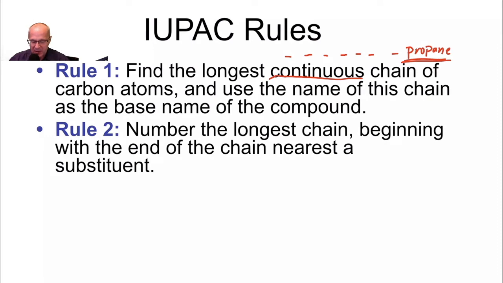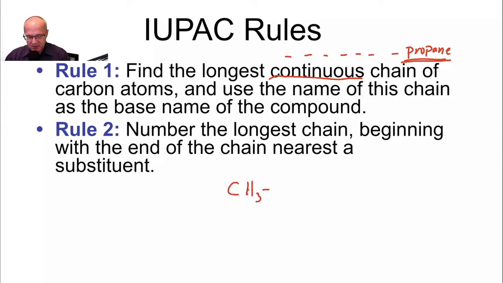Number the longest chain beginning with the end of the chain nearest a substituent. Now, a substituent is nothing more than a group or atom that is not part of the longest chain. So, for example, if you have a long chain of carbons and there's a CH3 attached to it, that CH3 is a substituent. What do I mean by that? Well, it's substituting. Substituent implies substitution, correct? So substituting for hydrogen. So let's say you had something like this.